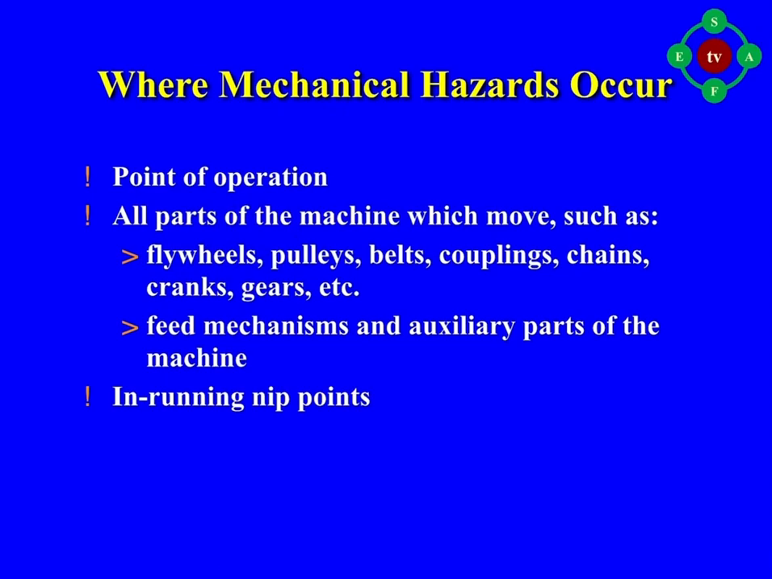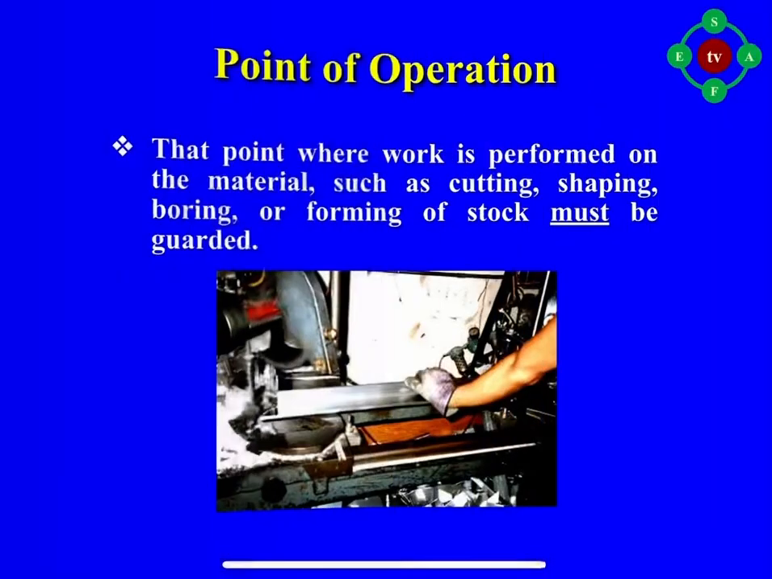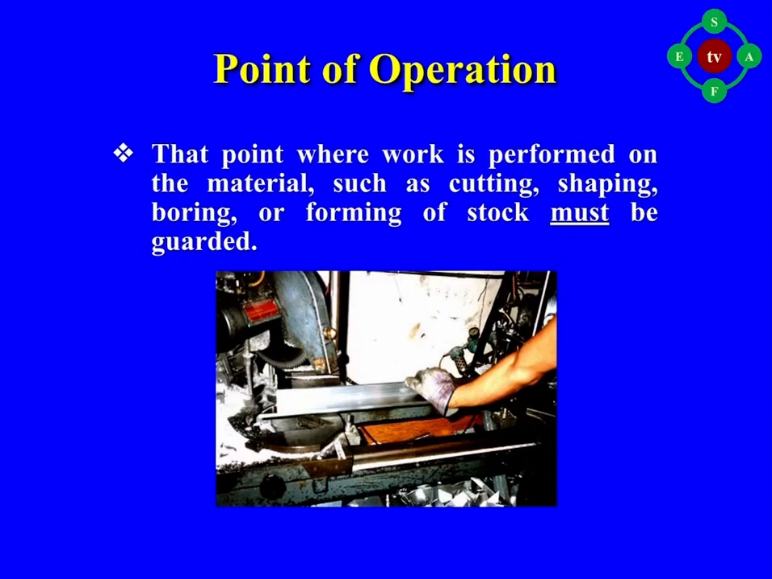Where mechanical hazards occur: all parts of the machine which move while the machine is working can cause mechanical hazards. These can include reciprocating, rotating, and transverse moving parts, as well as feed mechanisms and auxiliary parts of the machine. Point of operation: that point where work is performed on the material, such as cutting, shaping, boring, or forming of stock, must be guarded.